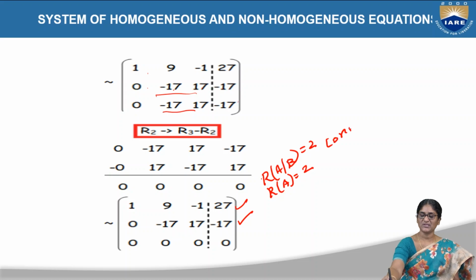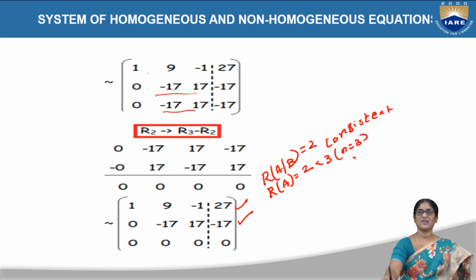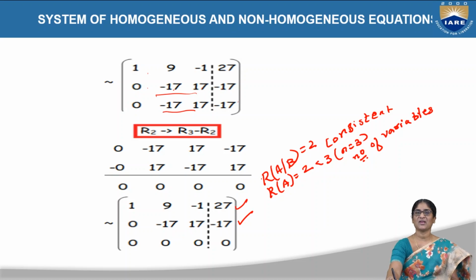But the problem is that both are equal, but they are not equal to the number of variables. Here they are less than the number of variables. How many variables are there? n is equal to 3. n represents the number of variables in the linear equations. As both the ranks are equal but less than the number of variables, you can say that the system will have an infinite number of solutions.